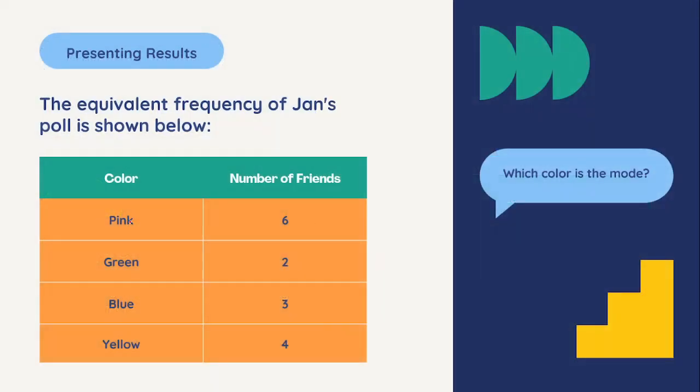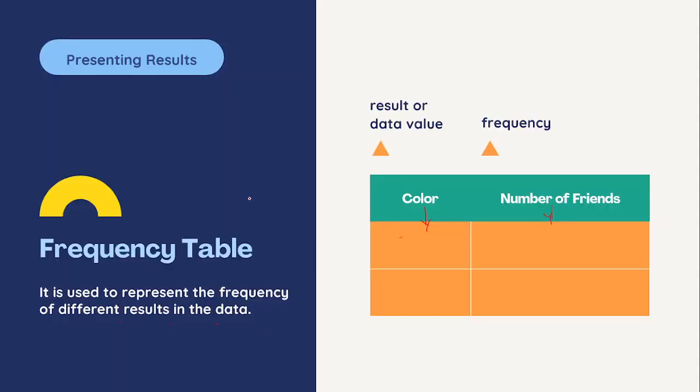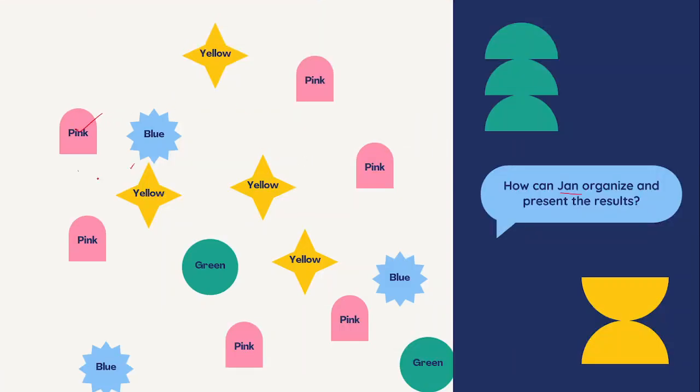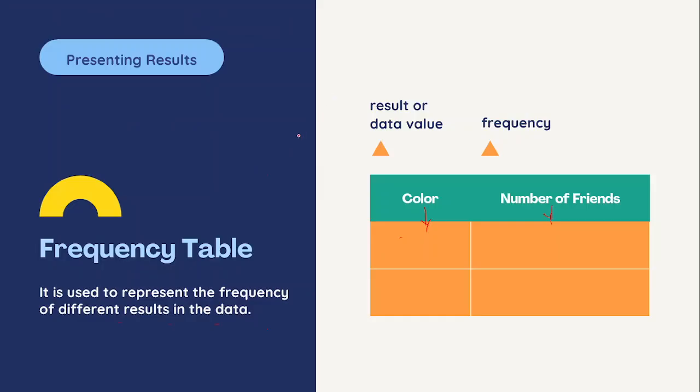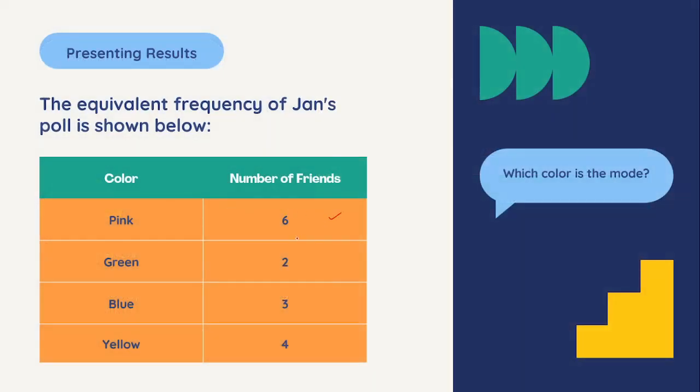Yeah, so you can see pink, it is coming 6 times. 1, 2, 3, 4, 5, 6. Okay, so pink is coming 6 times, green 2 times, blue 3 times, and yellow 4 times it is coming. So like this we have just made the frequency table.